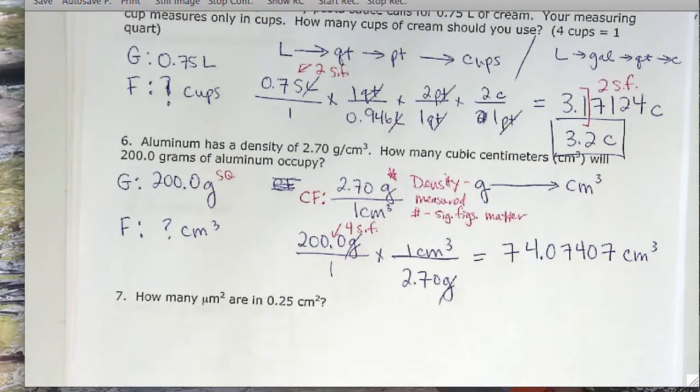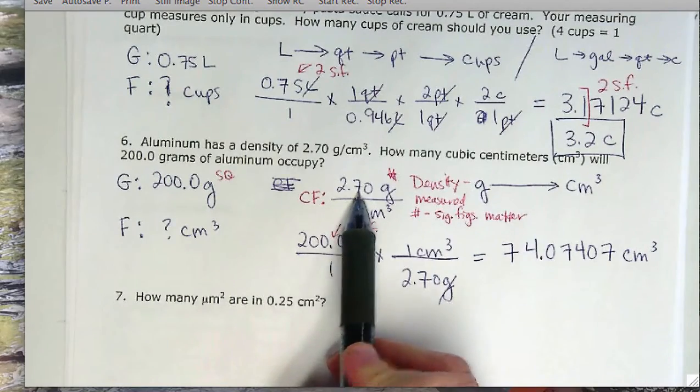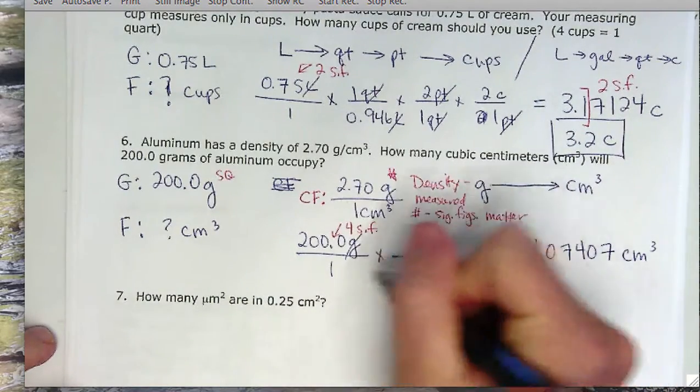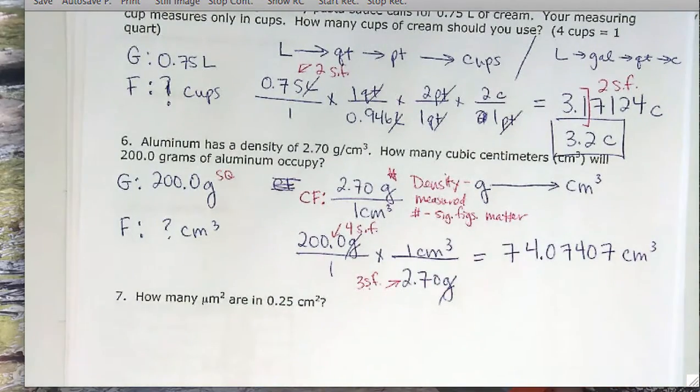What do you mean by that? Sig figs matter? So how many sig figs are in this? 3. So now my answer can't have more than either of the original numbers. It didn't matter before because our conversion factors were exact numbers. But it matters now because you're dealing with density. So it should be 74.1.